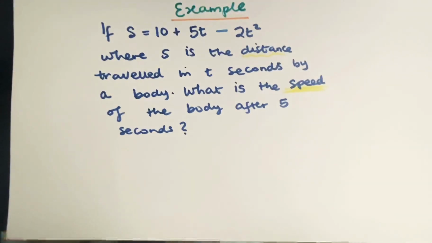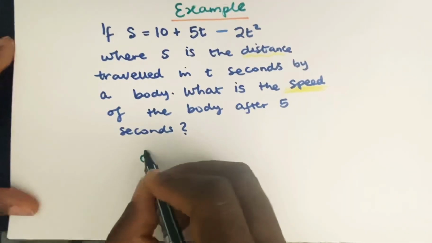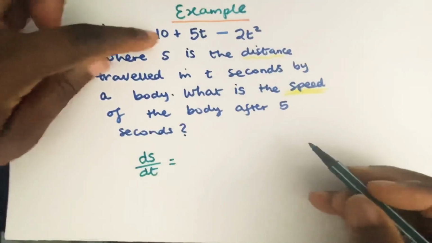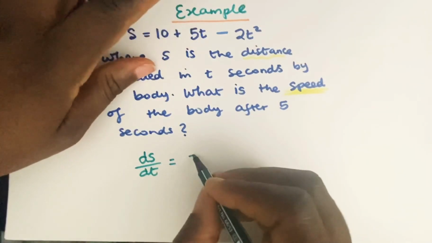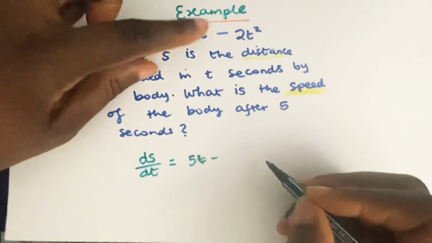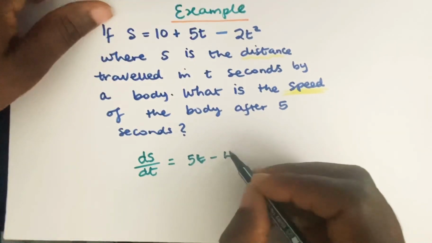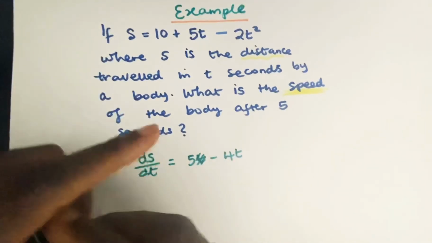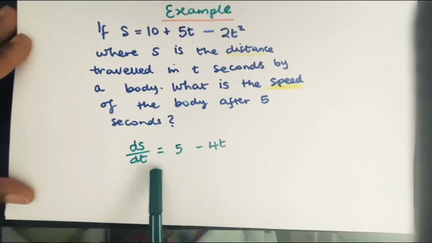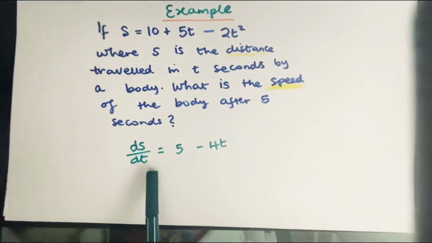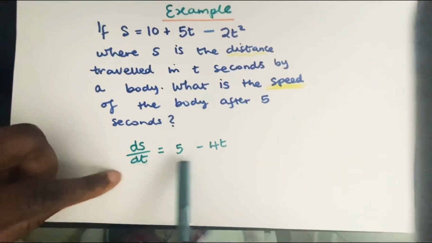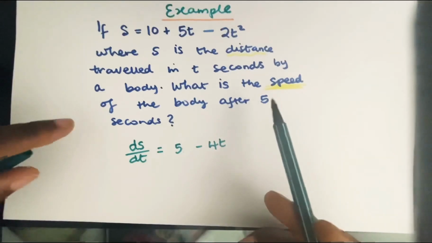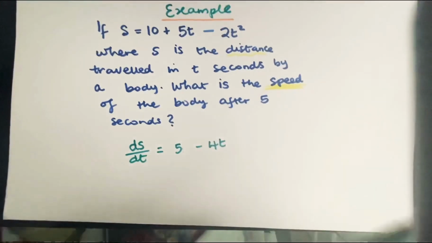The dS by dt would be equal to 10 comes to nothing, 5t comes to 5, minus 2t squared comes to 4t. So this is 5 minus 4t. Now that we've got the derivative, which is the velocity equation, which is the speed, then we can substitute 5 seconds to see what the speed is after 5 seconds.